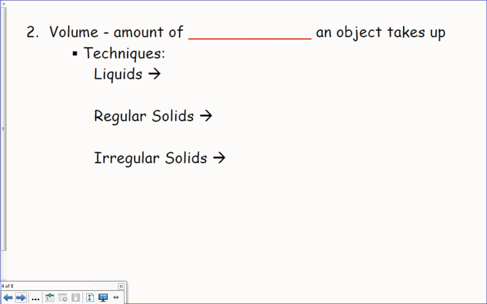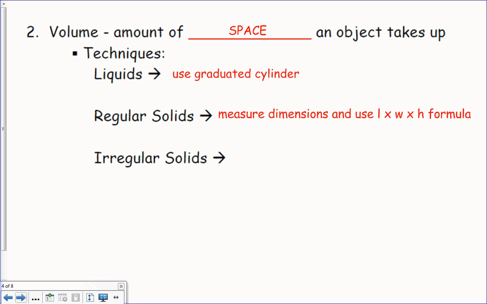Something's volume is how much space an object takes up. Okay, liquids, we use graduated cylinders. Okay, regular solids, we can use dimensions with a ruler, calculate its length, its width, and its height, and multiply. But for irregular solids, where I can't really measure their sides very well, we do what's called the displacement method.